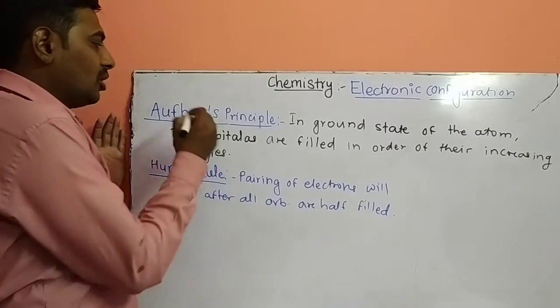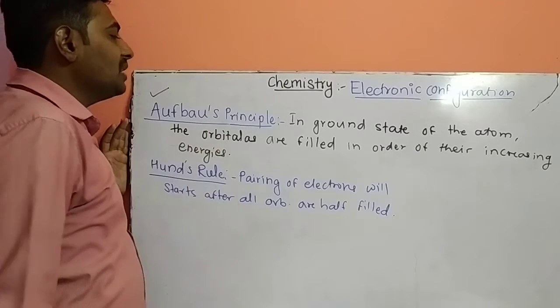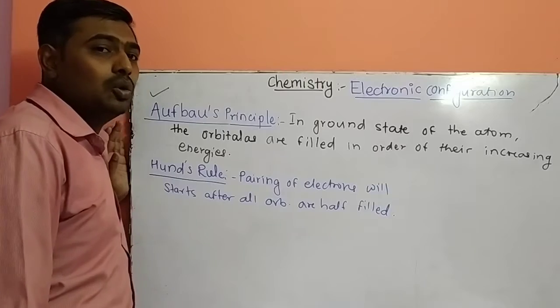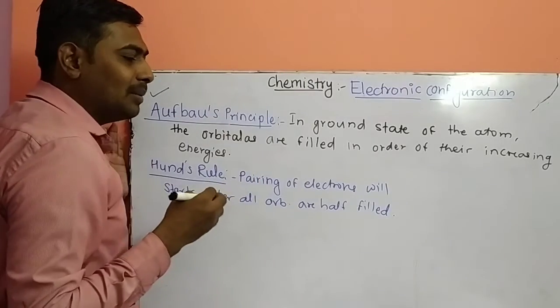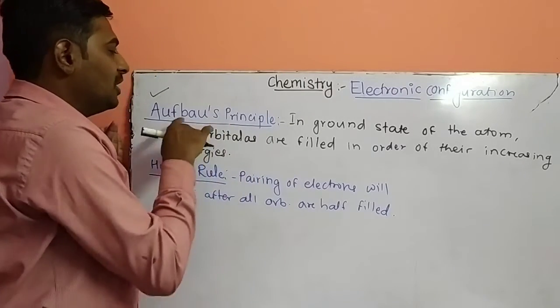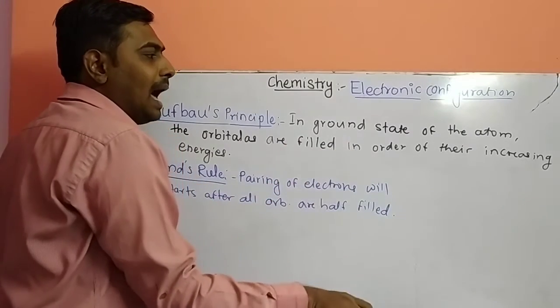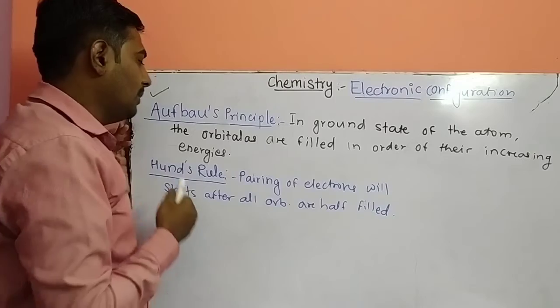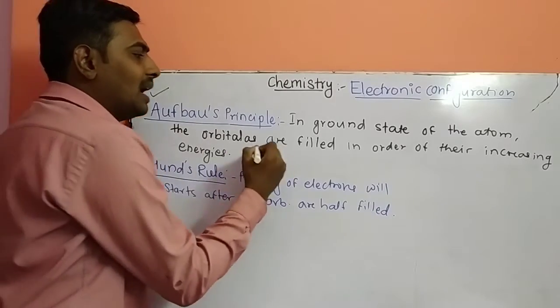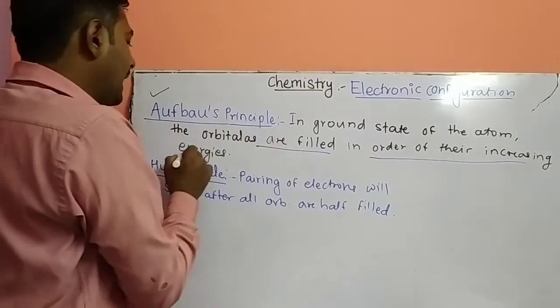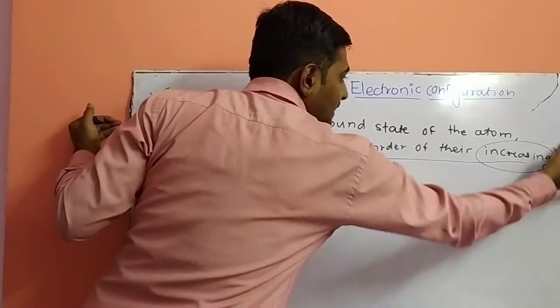It is based on two principles. The first one is the Aufbau principle and the second one is Hund's rule of maximum multiplicity. So what is the Aufbau principle? In the ground state of an atom, the orbitals are filled in the order of their increasing energy. Very important words: increasing energy.